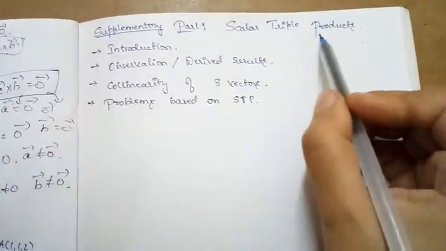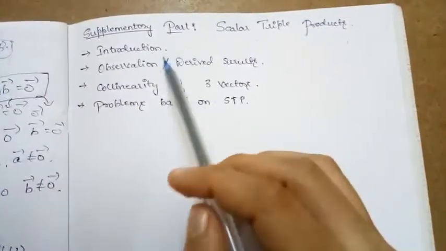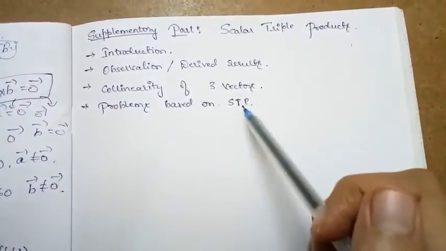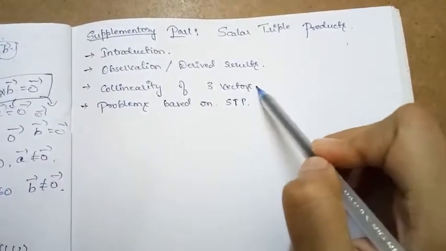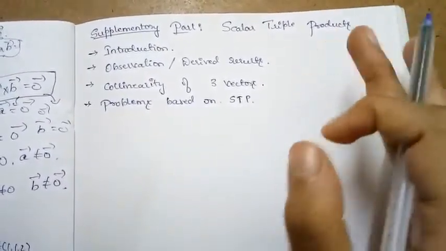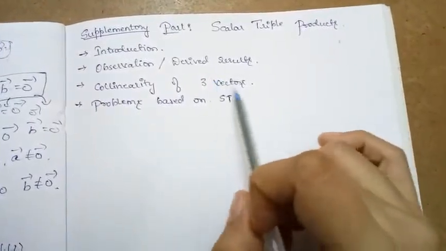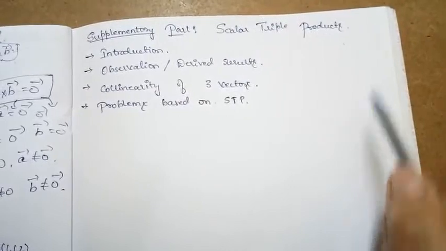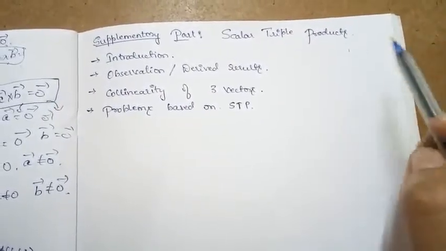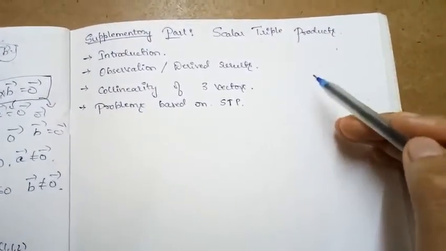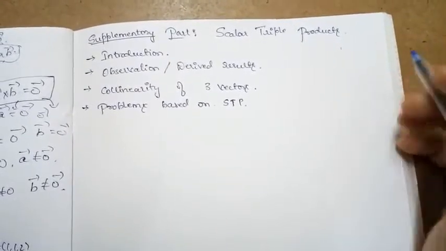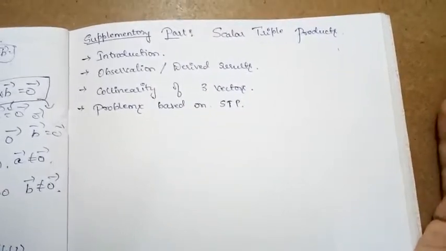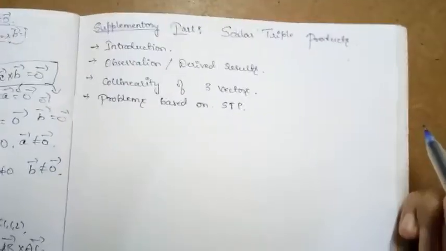the basic introduction regarding the scalar triple product, then some of the observed or derived results regarding the scalar triple product, and what is the condition for the collinearity of three vectors, when we say that the three vectors are collinear, what is that condition, and then problems based on the scalar triple product. The scalar triple product is one of the important concepts when it comes to three-dimensional geometry, because this plays a very important role in the next chapter, that is three-dimensional geometry.